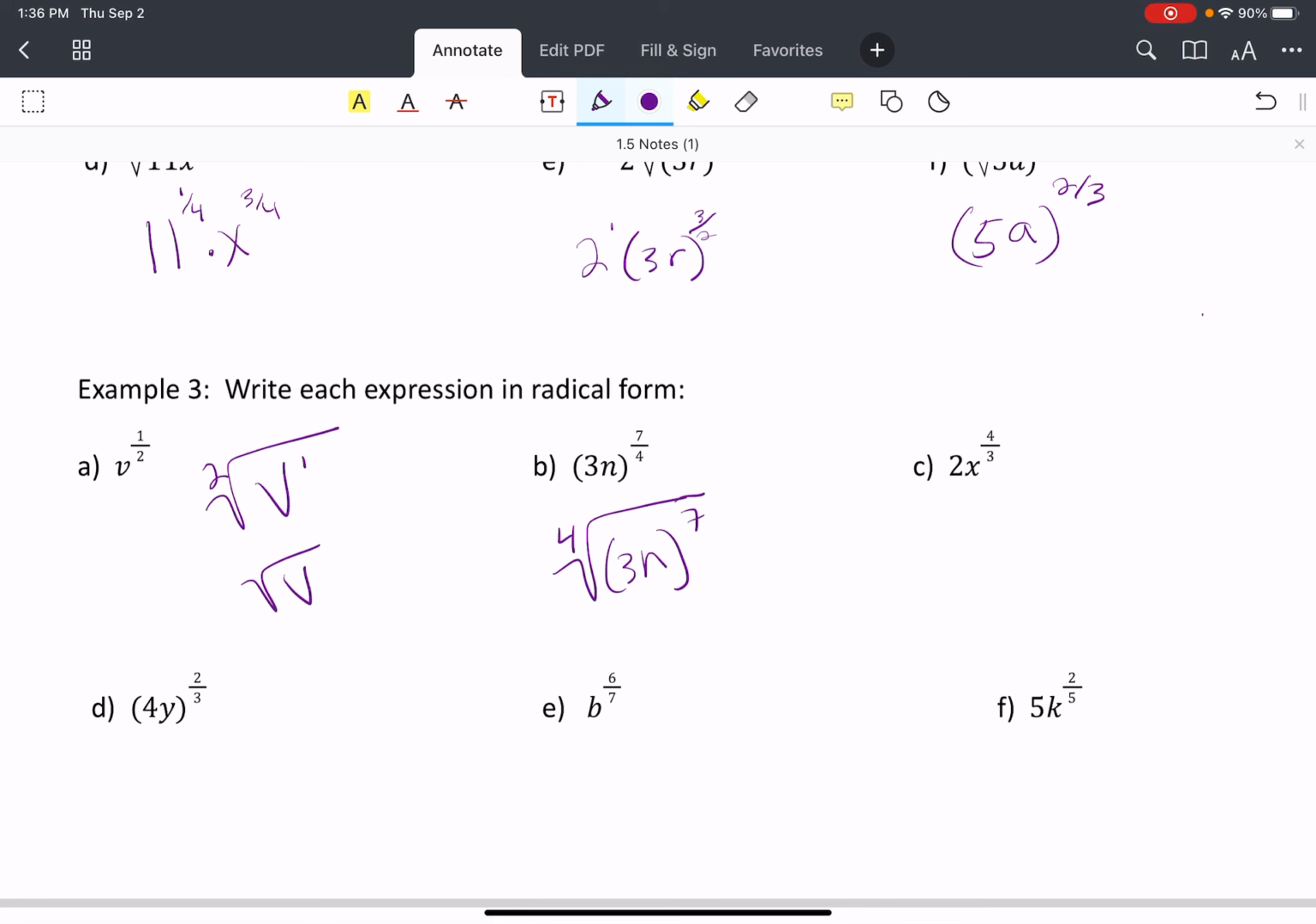Okay, what about on C? Does the fraction exponent go to the 2? No, because there's no parentheses. So we don't even want it inside the square root, or I guess I should say cube root, because it's not attached to the X with parentheses. Make sure you see the difference between B and C.